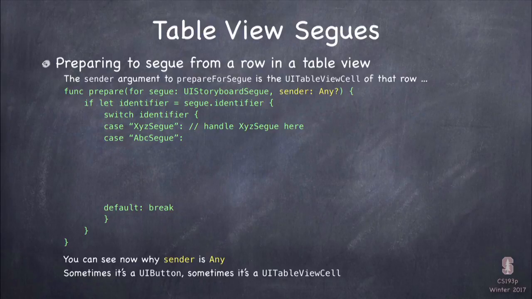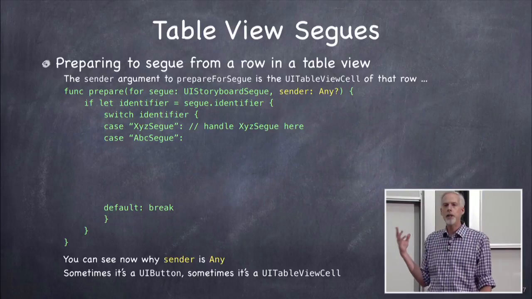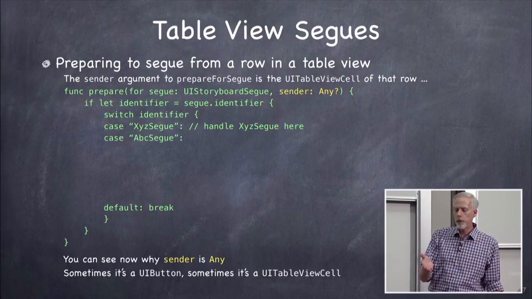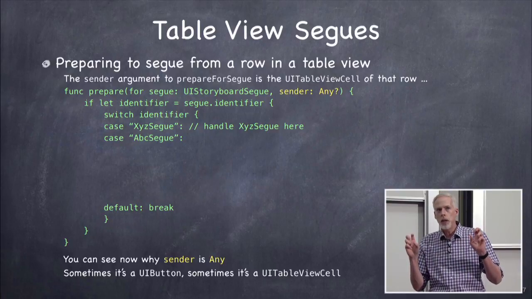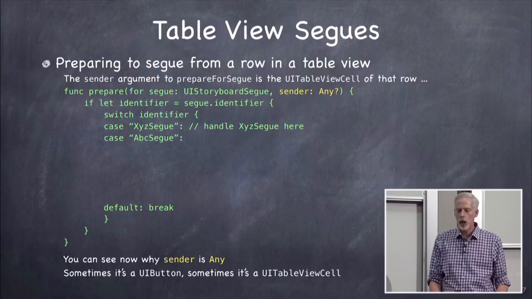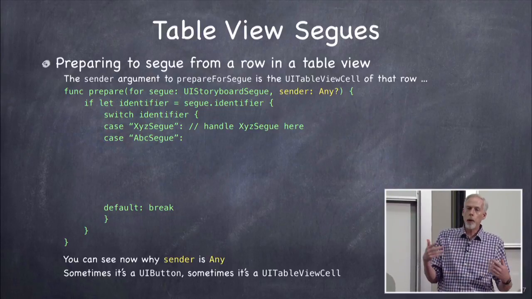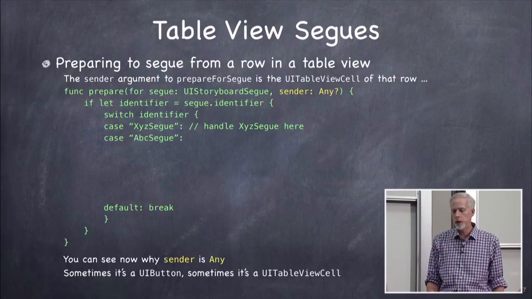It looks almost exactly the same. Here I've got prepare for segue. Notice the sender there is Any, and when you're segueing in a table view, what do you think that Any is going to be? UITableViewCell, okay? That view that contains the row. So that is going to be the sender, just like a button is the sender if you click on a button to segue. The row, the UITableViewCell, is the sender in that case.